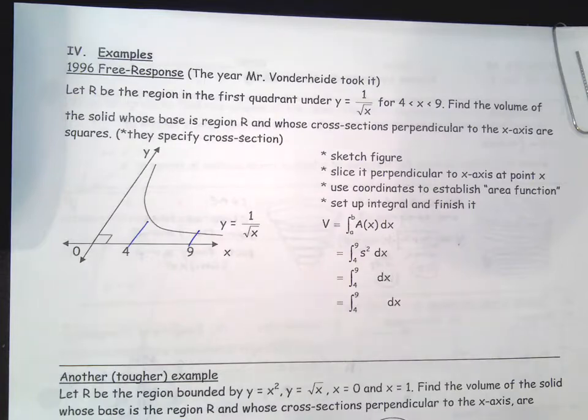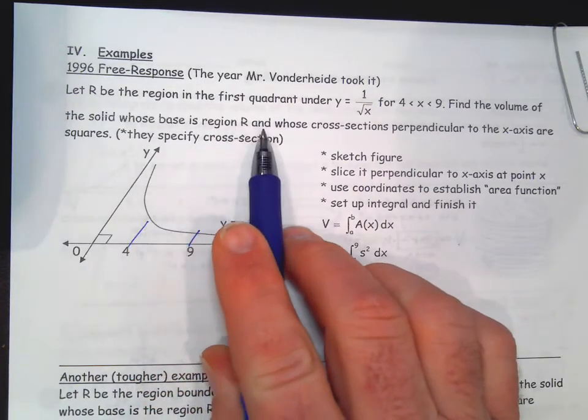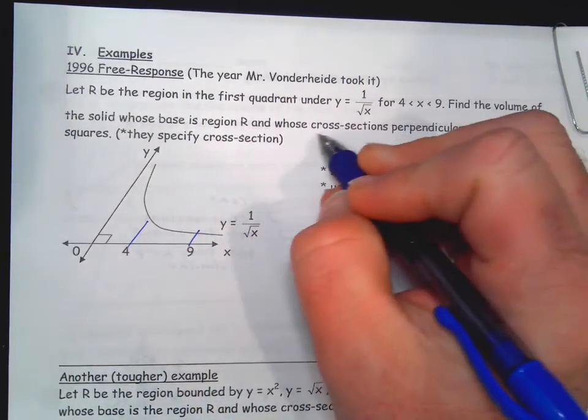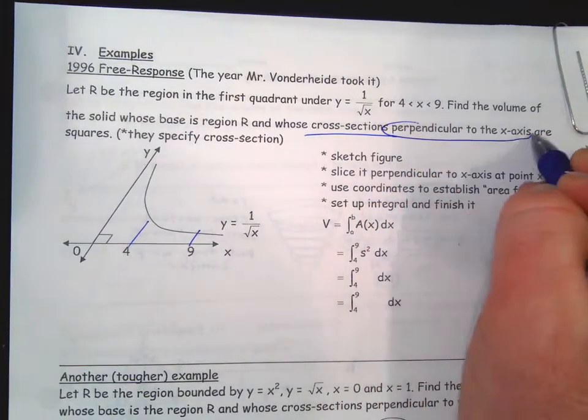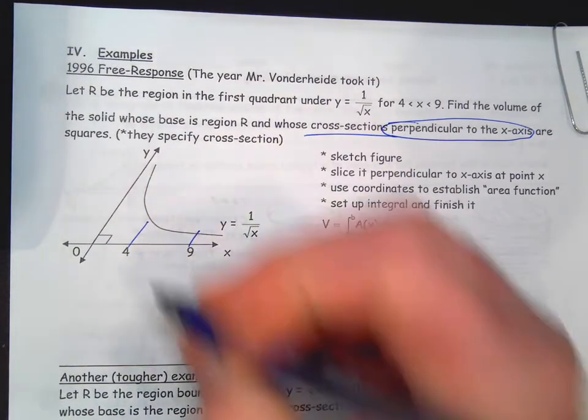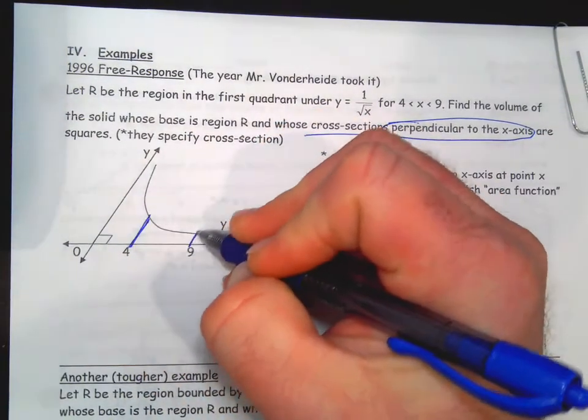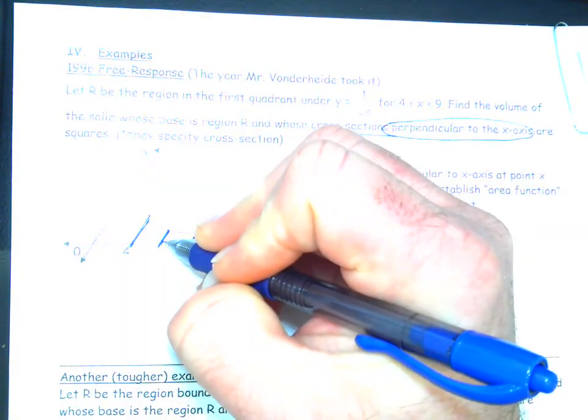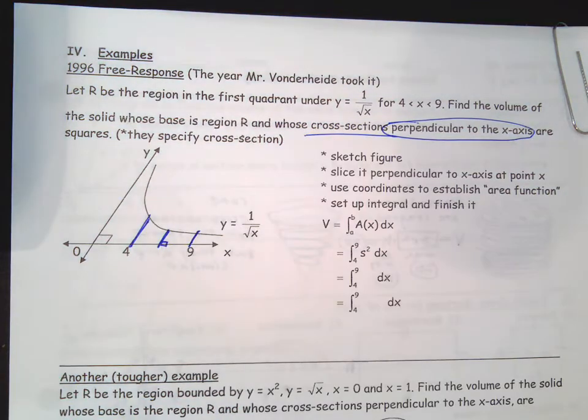It says, find the volume of the solid whose base is region R and whose cross sections are perpendicular to the x-axis. So they're going to tell you the direction of the slices. So the cross sections are perpendicular to the x-axis. That means they're vertical slices. Okay, and they're going to tell you what kind of shape they are too. You're not going to have to guess. They're going to be squares.